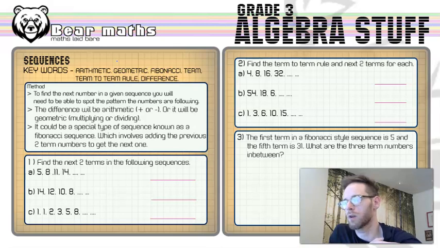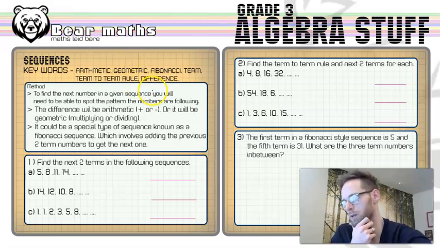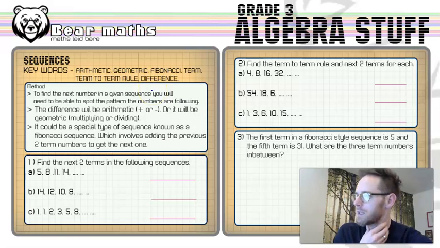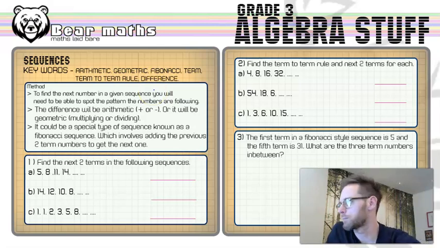So what is the term-to-term rule? It's add 2 or it's multiply by 5 or whatever. And then a difference is obviously the difference between the term numbers, but it's basically one number take away from another. That's how you find a difference in maths. Now, the method states that to find the next number in a given sequence, you will need to be able to spot patterns. That's what you need to be good at, right?